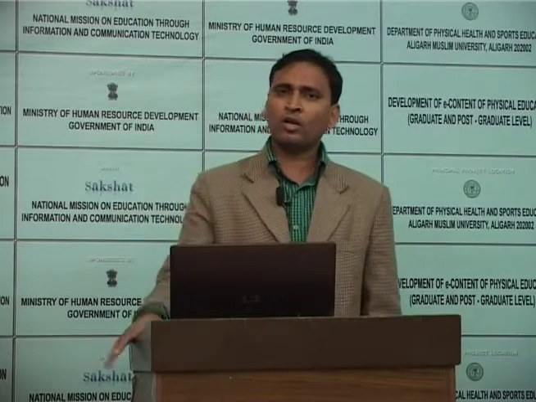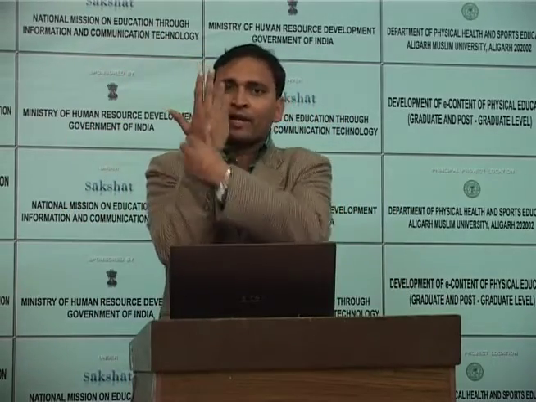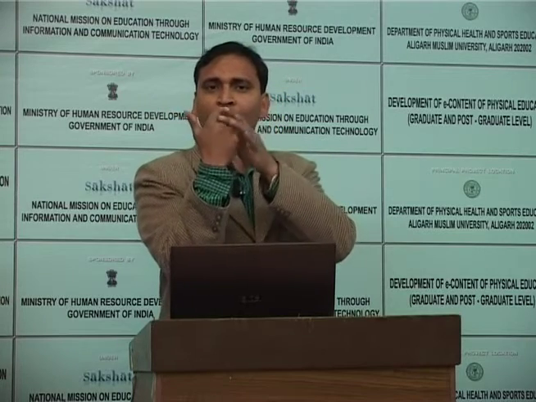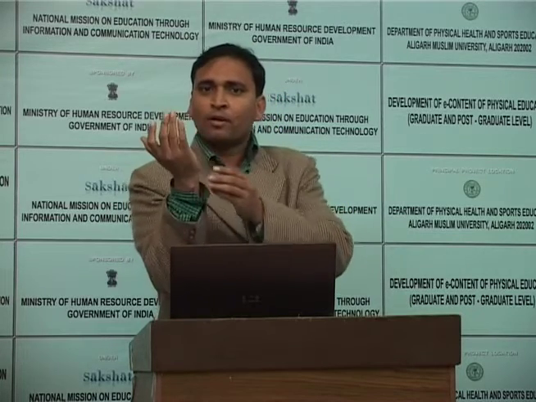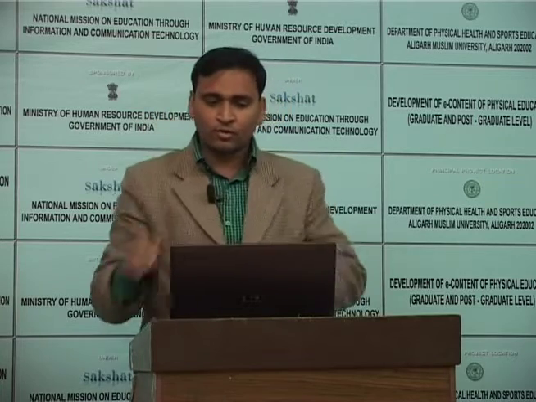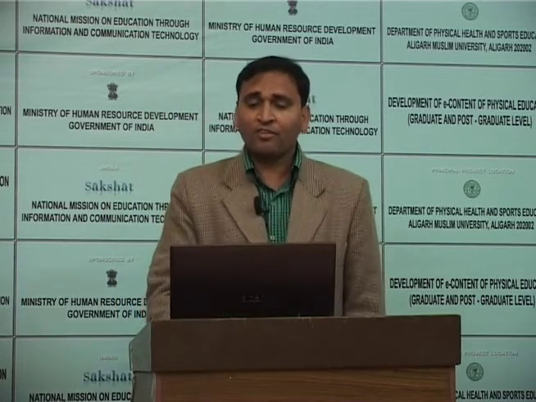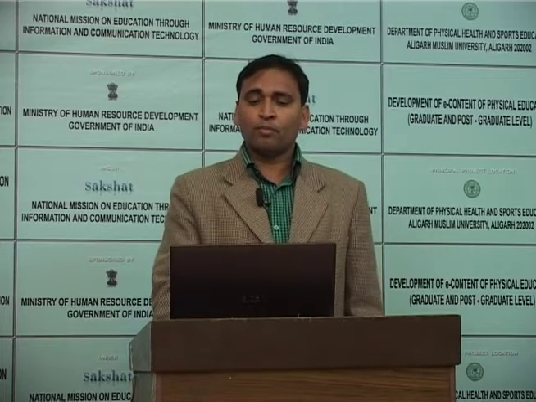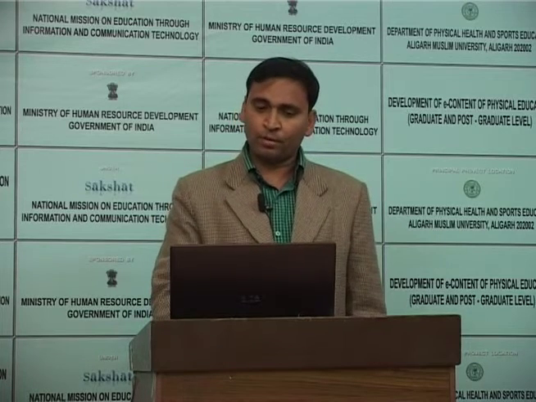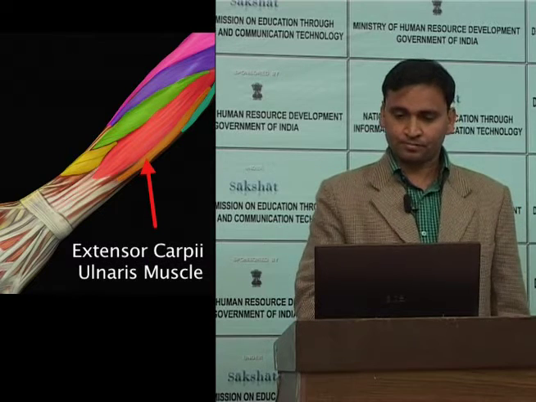These are all posterior muscles. One group is lateral. Lateral is controlling mainly the motion of the thumb as well as radial deviation, but medial is controlling mainly the motion of ulnar deviation as well as extension. So first I would like to discuss the superficial layer of the medial posterior muscles of the forearm. First is extensor carpi ulnaris.